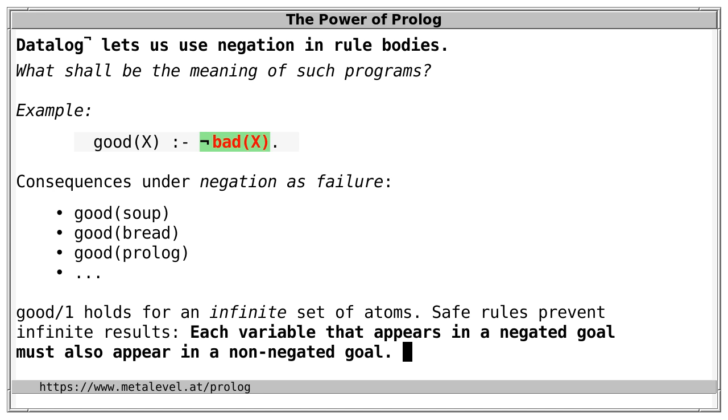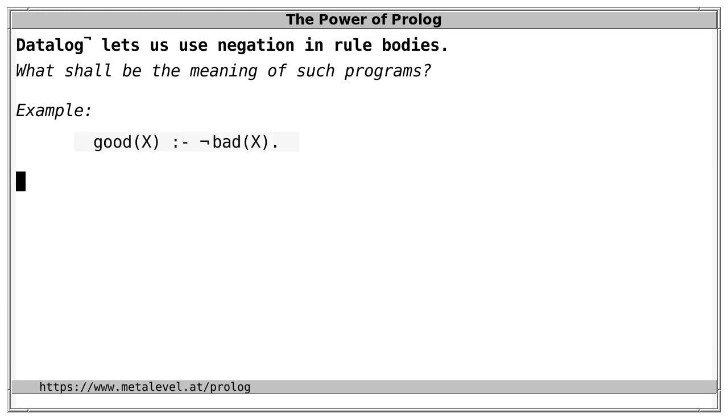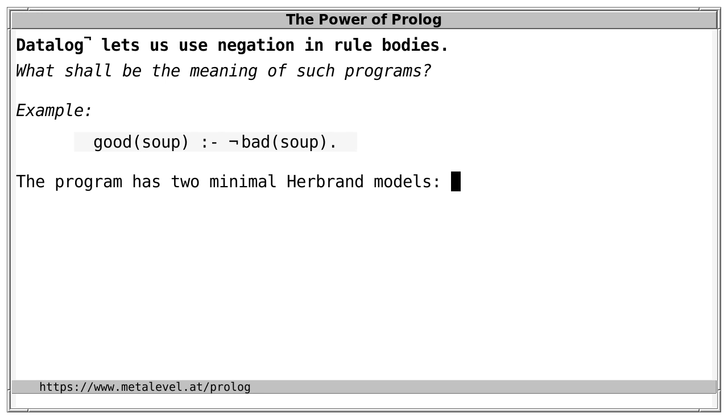This is another example of a safety condition like we had earlier, where we said every variable that appears in the head of a rule must also appear in the body. And let's consider a program where we don't have this issue. Say soup is good if soup isn't bad, okay? And now we face another major issue, because the program no longer has a unique least Herbrand model, but in fact two minimal Herbrand models.